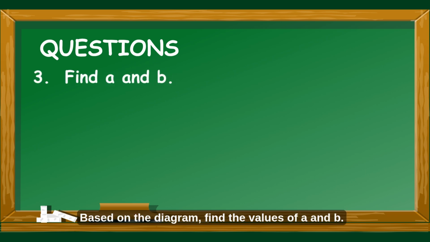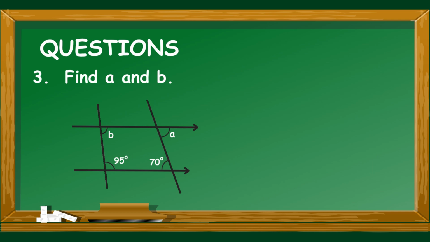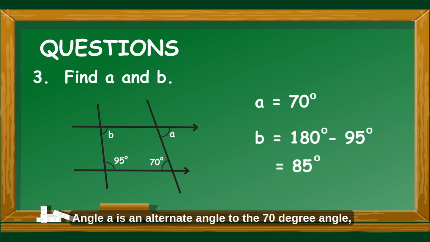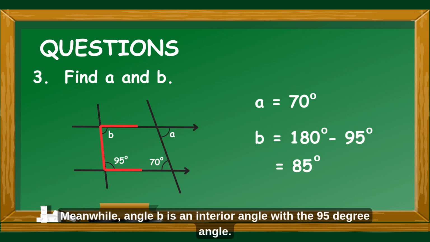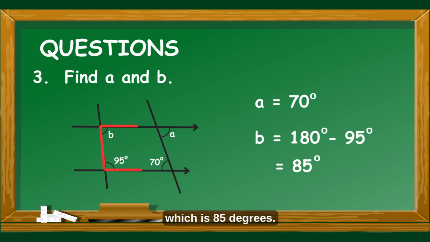Question 3. Based on the diagram, find the values of A and B. The answer is A equals 70 degrees and B equals 85 degrees. Angle A is an alternate angle to the 70-degree angle, so A equals 70 degrees because alternate angles are equal. Meanwhile, angle B is an interior angle with the 95-degree angle. Therefore, B equals 180 degrees minus 95 degrees, which is 85 degrees.